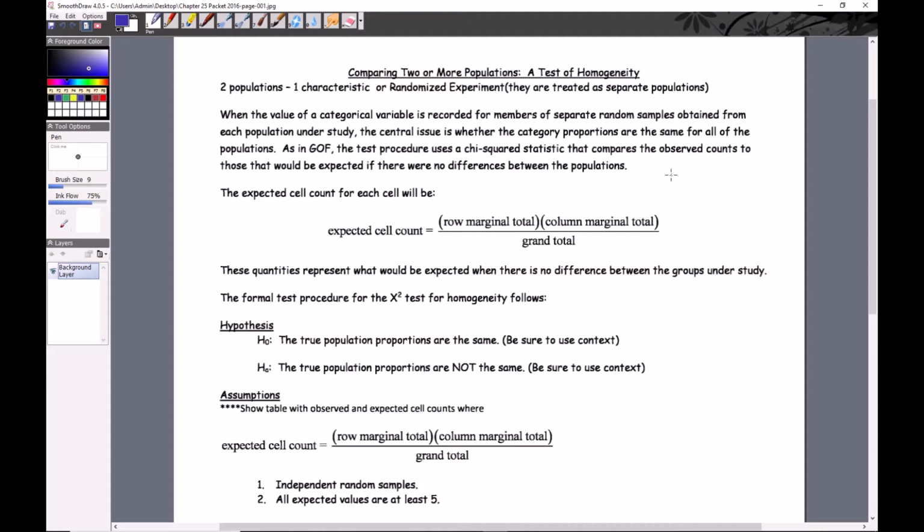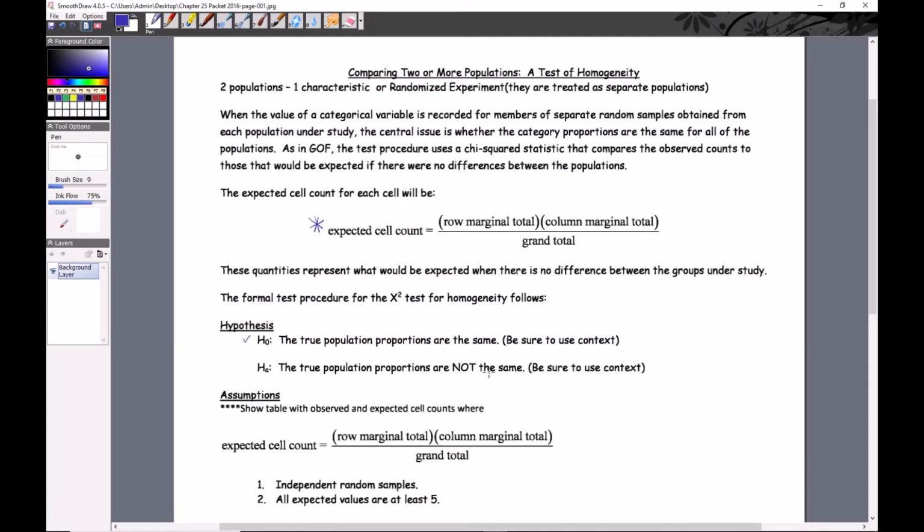So we're going to have marginal distributions and grand totals. You'll see it when we get to it. Calculating the expected cell count will be row marginal total times column marginal total over grand total. I can't flip back and forth with this setup, so I will show this to you on the next page. These quantities represent what would be expected if there are no differences between groups under study. That would be our null hypothesis, that the true population proportions are the same, whatever the context happens to be.